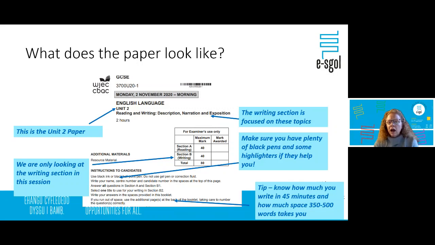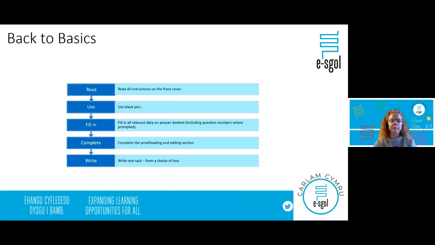You need to know how much you write in about 45 minutes, and it would be really good for you to be practicing and looking at how much space that 350 to 500 words takes you. You've got that limit in the exam, and it's really useful to be able to gauge how far you're doing, to be able to monitor your own length and to know how much you're doing. So it's between 350 and 500 words that you need on this paper.